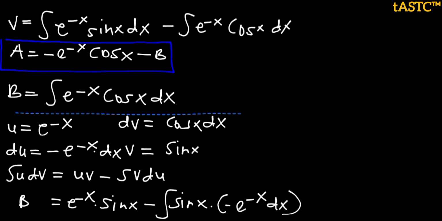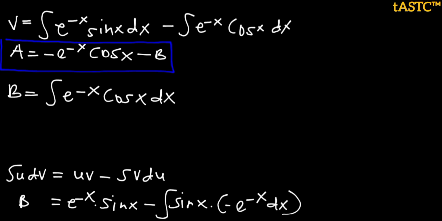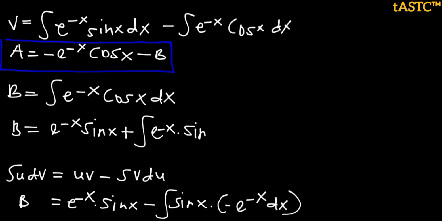So I'm going to wipe these out. So from here, you're going to find that b is equal to e to the negative x sine x. And this will be minus integral. Well, in this case, you can find that we have a negative here. So that would actually go out and multiply with this. So that would create a positive there. And so here we're going to have an e to the negative x multiplied by sine x dx. So this is what we got.